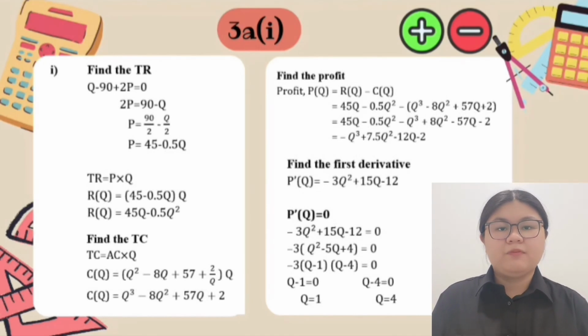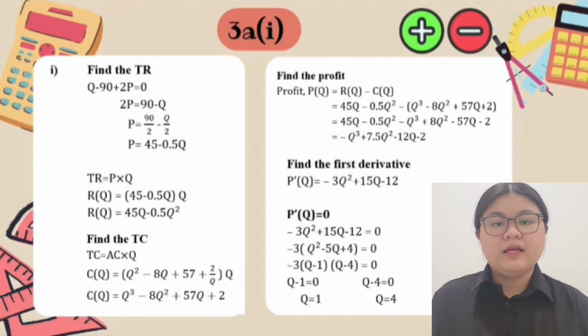Then, to find the maximum profit, we need to find the first derivative, which is P prime Q equals negative 3Q squared plus 15Q minus 12. Then, setting it to 0 and factorizing it, we get two critical values, Q equals 1 and Q equals 4.